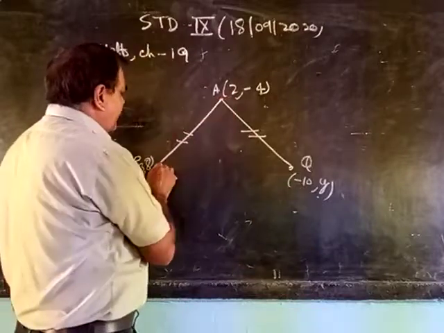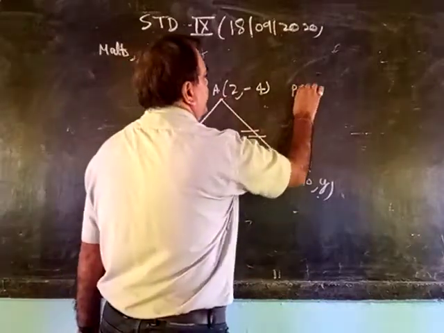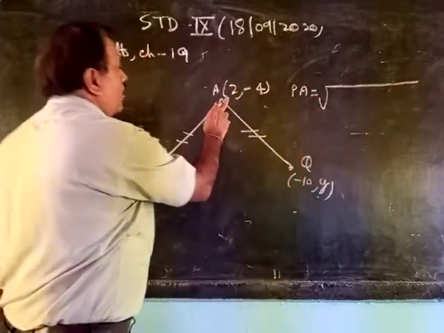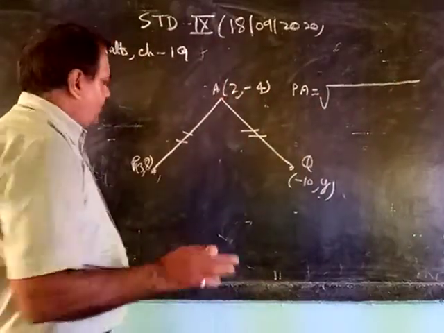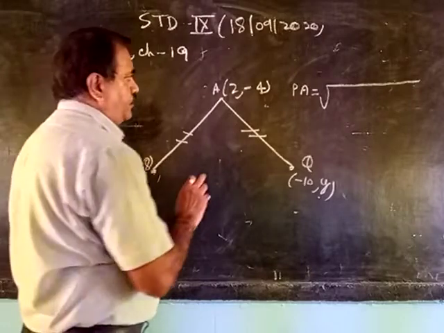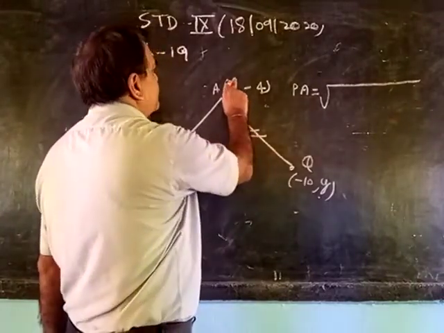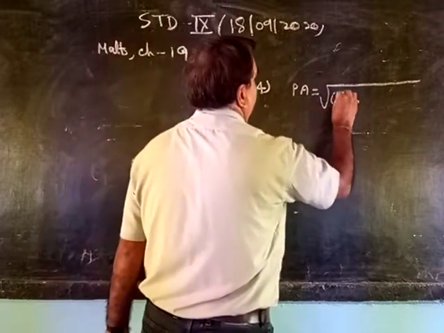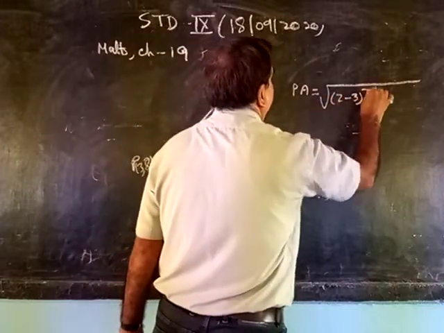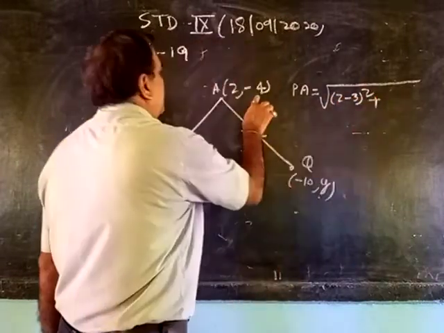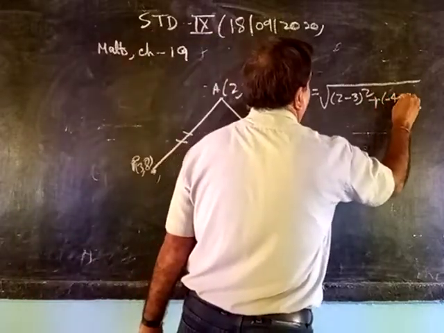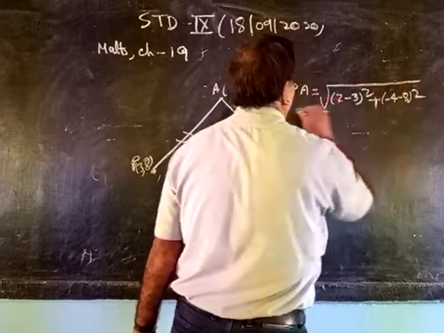So first of all, you find out PA by using the distance formula. One coordinate you have to keep in mind x1, y1, the other coordinate x2, y2. So suppose x1, y1, x2, y2: (2 minus 3) squared plus (-4 minus 8) squared. This is PA.